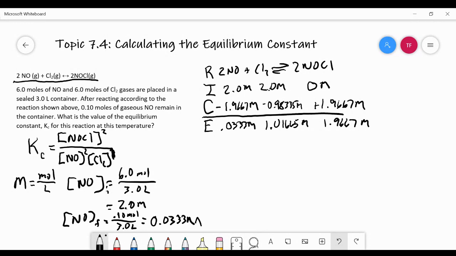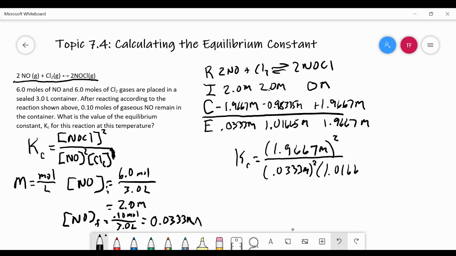So now it's going to be very easy to calculate our equilibrium constant, because we just need to plug all the equilibrium concentrations into the equilibrium expression. So let's go ahead and do that. Our NaCl concentration is 1.9667 molar, and we're going to square that because of the coefficient in the problem. We're going to divide that by the NO concentration, 0.0333 molar, raised to the second power because that's its coefficient. And Cl2 is 1.01665 molar. And that one's just to the 1 power because its coefficient is 1.